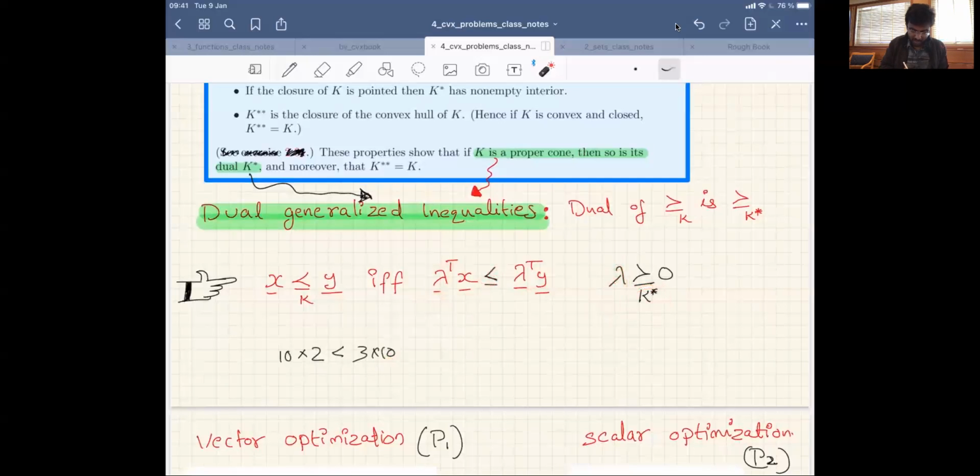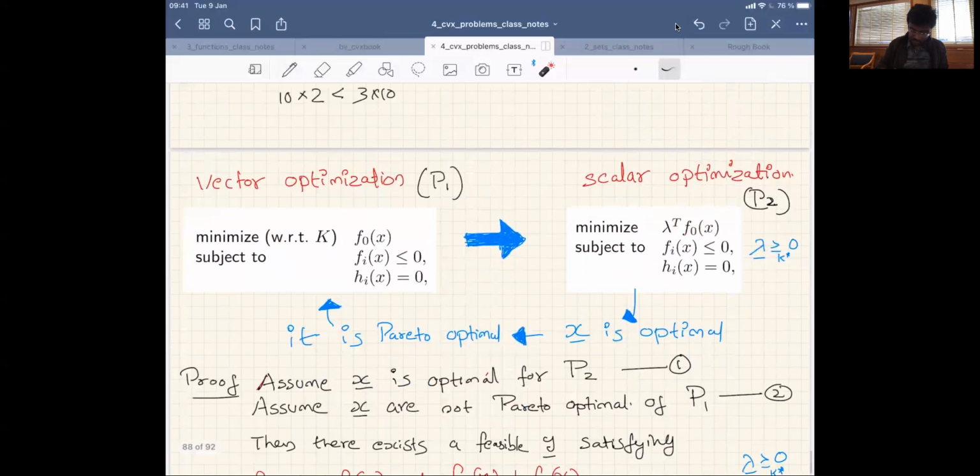Okay, so an inequality in a cone K can be transformed to this inequality only if in that case lambda has to be from the dual cone. So this is an important property. Now we'll come to the proof.